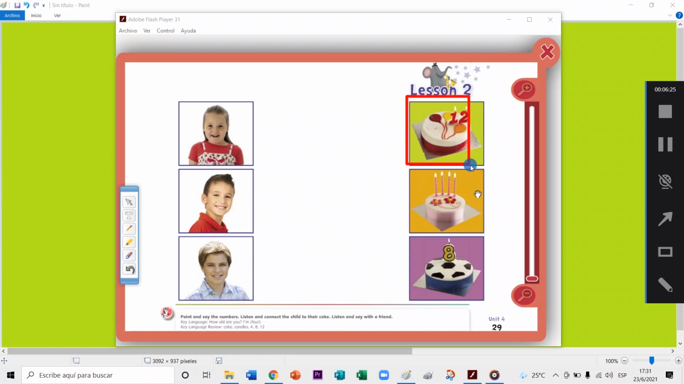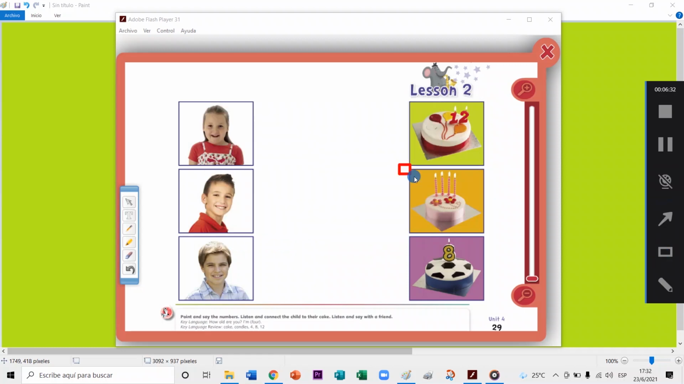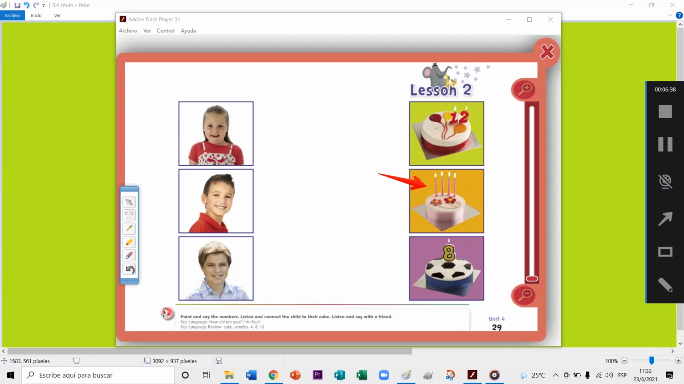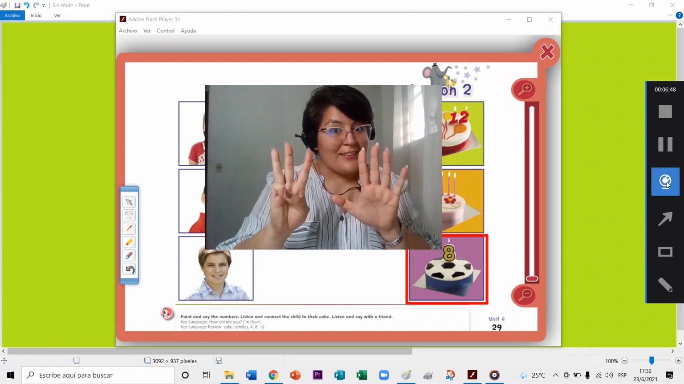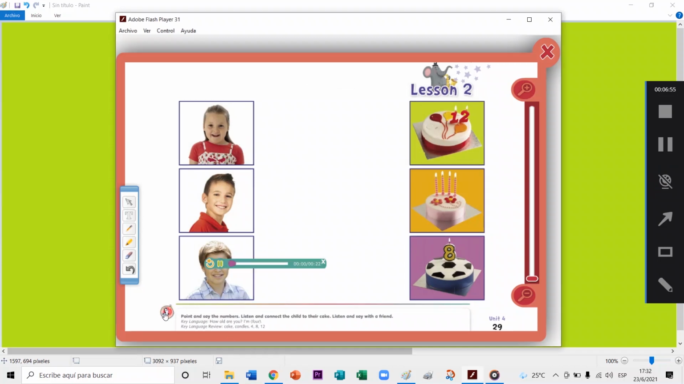Tenemos aquí un cake con el número 12. Un cake con el número 12. Aquí hay un cake. Y veamos cuántas candles tiene. ¿Cuántas candles tiene ese cake? Veamos. 1, 2, 3, 4. 4. Ok. Y por último tenemos otro cake con el número 8. Ok. Vamos a escuchar entonces. ¿Qué edad están cumpliendo mis amigos? Track 31, Unit 4, Lesson 2.